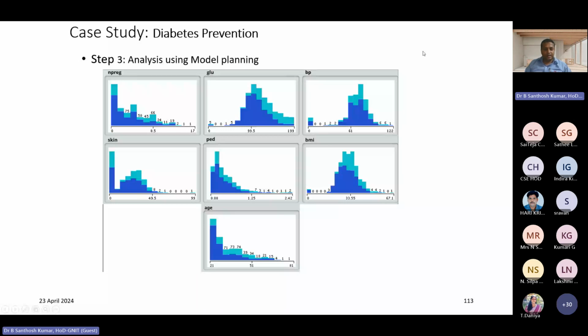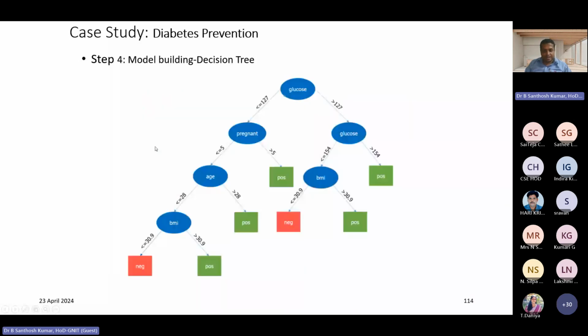Then finally I have to build the decision tree. From the decision tree, suppose if the value is less than 127, it means they are not affected by diabetes. Suppose if it is more than 127, then the next factor I have to check is body mass index, or the next factor, the age. Like that we have to calculate, and finally we have to decide.